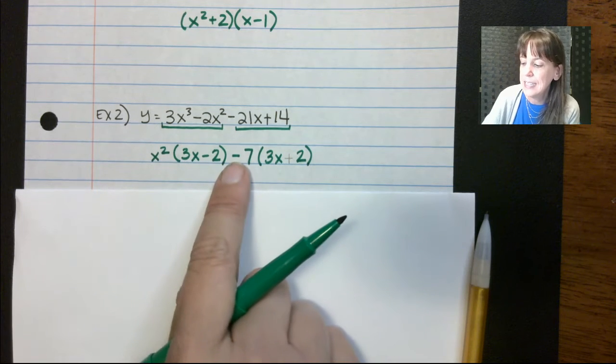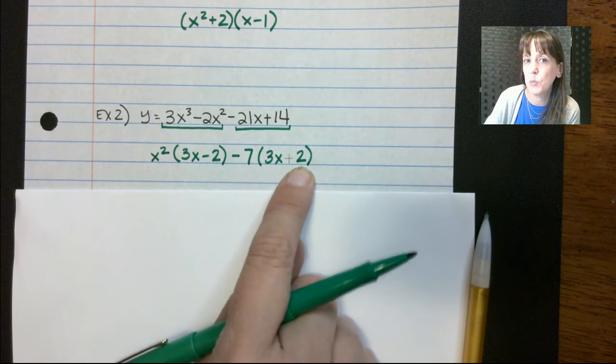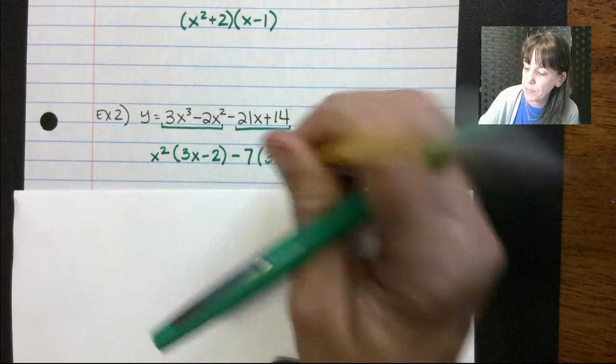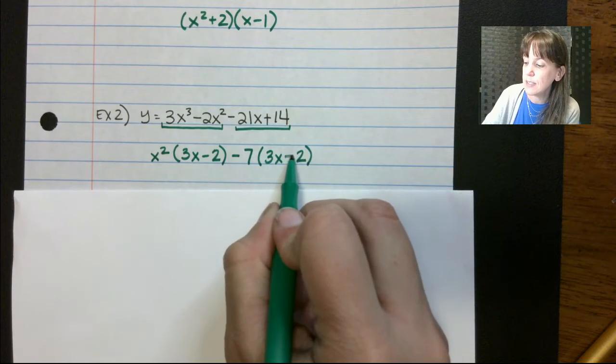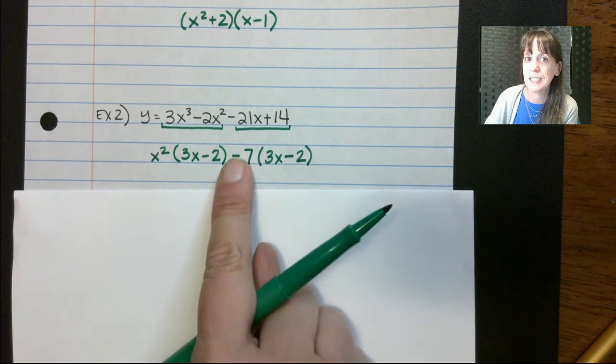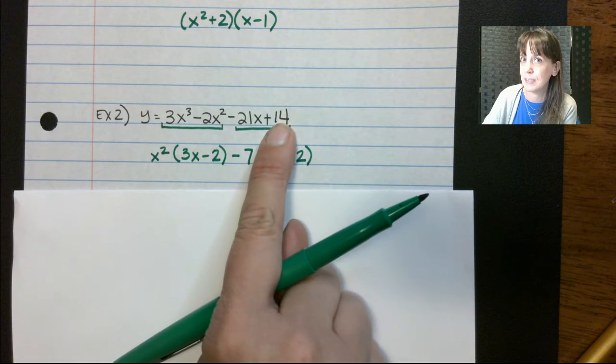Here's why. Negative 7 times positive 2 would give you a negative 14. We don't need that. We need a positive 14. So if you get to this step and your signs are different, I guarantee you made that mistake, because a negative 7 times a negative 2 would give you a positive 14.